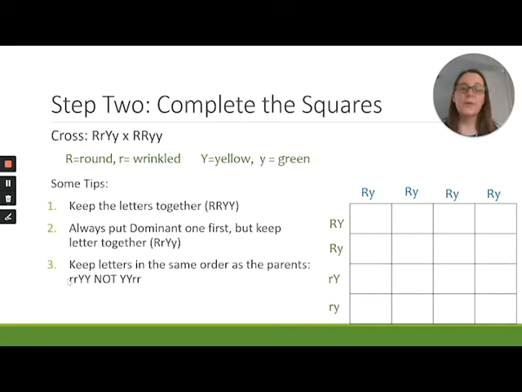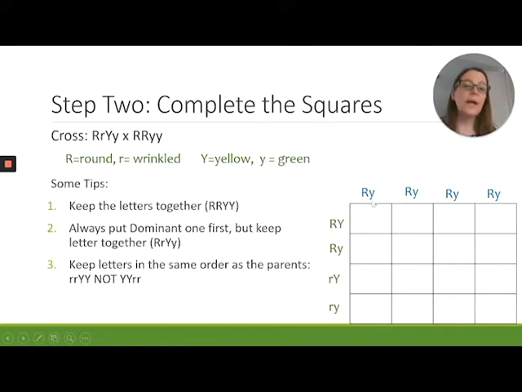The reason for that is because when we go to start looking at and counting up different genotypes, this is technically the same thing, right? But if you just glance at it in your square, you might count them as different genotypes when actually they're the same. So keep it the same. R's always go first in this case.